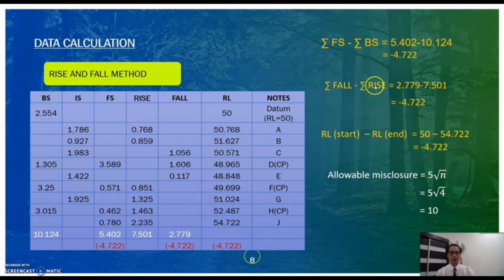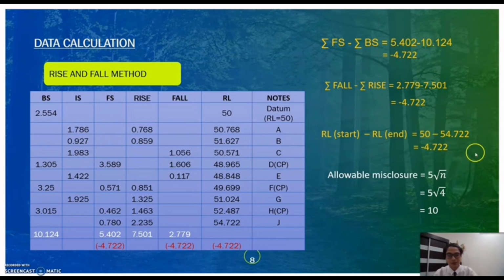Okay, so now that we have completed all of these three equations, if you notice, we get exactly the same answer, which is negative 4.722 for every one of these equations. This means your calculation, everything that you put in this rise and fall method table, is correct and acceptable. So you have to really look at this arithmetic check. It is very important because it can determine whether your rise and fall method table can be acceptable or not.